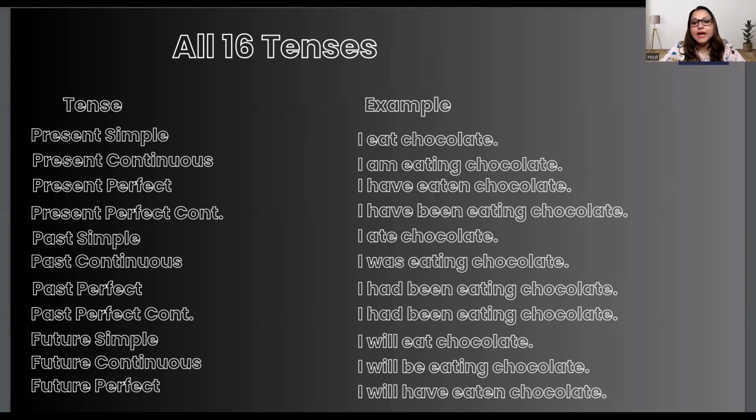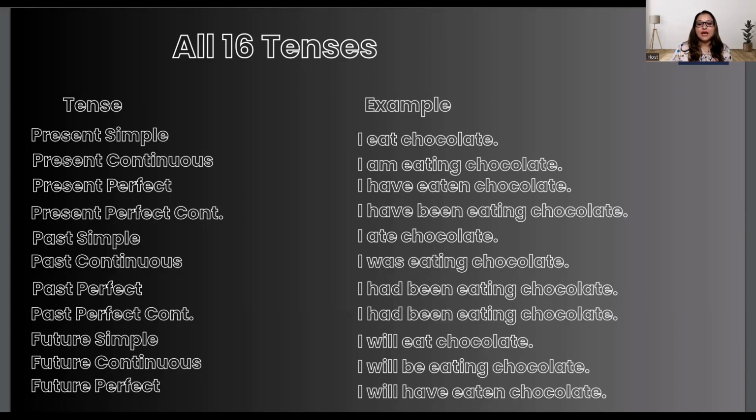Past simple, I ate chocolate. And past continuous, I was eating chocolate. Past perfect is I had eaten chocolate. And past perfect continuous, I had been eating chocolate. Future simple, I will eat chocolate. And future continuous, I will be eating chocolate.